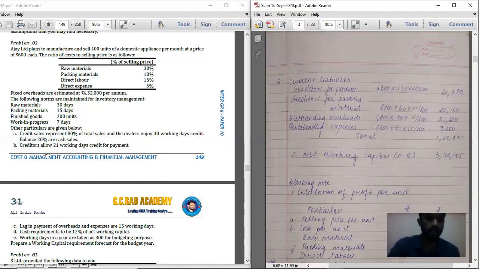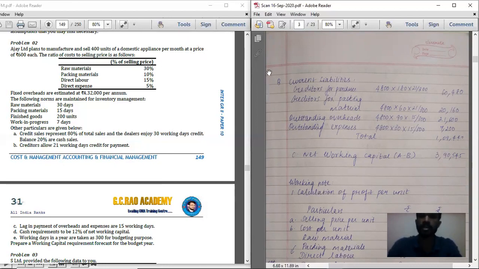First, what have they given for current liabilities? First is creditors for purchase of raw material. Creditors allow 21 working days credit for payment. So you are getting 21 working days to make bill payments for raw materials. So below current liabilities, put creditors for purchase of raw material.